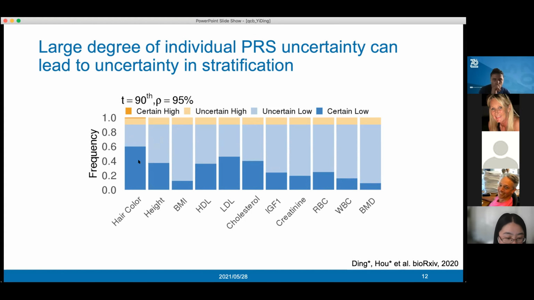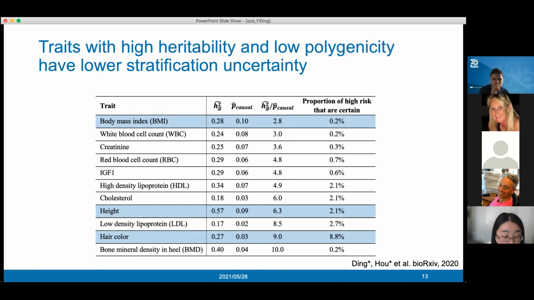But we also notice there are different degrees of uncertainty among these traits. We find that traits with high heritability and low polygenicity show lower stratification uncertainty. For example, if we compare height with body mass index, these two traits have a similar level of polygenicity. However, height has twice the heritability of BMI. And what we detect is that height has a higher proportion of high-risk classifications that are certain. And if we compare hair color and body mass index, we find they have a similar level of heritability. However, hair color has a much lower polygenicity. Therefore, it has a higher proportion of high-risk classifications that are certain compared with BMI.